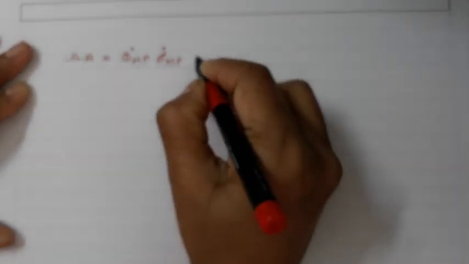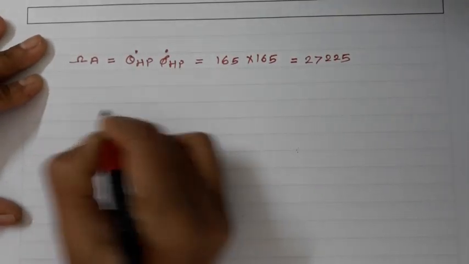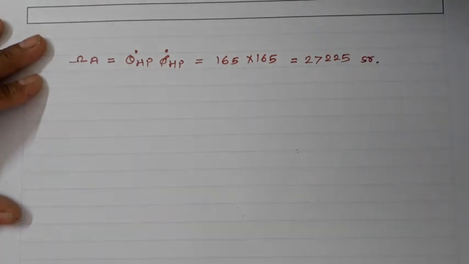So my theta HP, right now considering lambda by 2 as a transmitter dipole, I can say is 165, as we have already seen. So the beam area Omega A is nothing but 165 into 165, which will be 27225, and the unit will be steradian. Now I have got this Omega A.